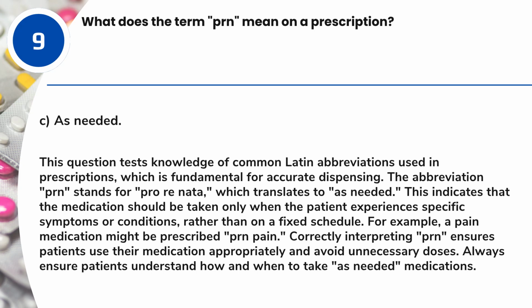Answer: C. As needed. This question tests knowledge of common Latin abbreviations used in prescriptions, which is fundamental for accurate dispensing. The abbreviation PRN stands for pro re nata, which translates to as needed. This indicates that the medication should be taken only when the patient experiences specific symptoms or conditions, rather than on a fixed schedule. For example, a pain medication might be prescribed PRN pain.